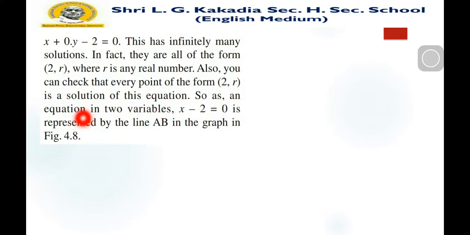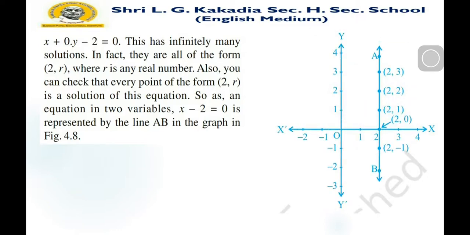So as an equation in two variables, x minus 2 is equal to 0 is represented by the line AB in the graph in the figure. For this line, through the point (2, 0), if you put any value of y in this equation, then you get points such as given here. You can see that one line passes through all these points, and it is parallel to the y axis.